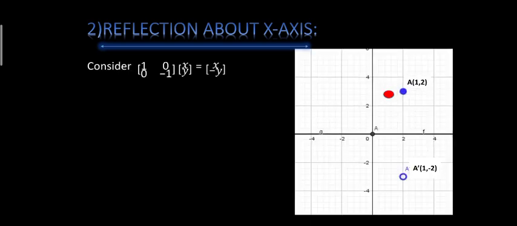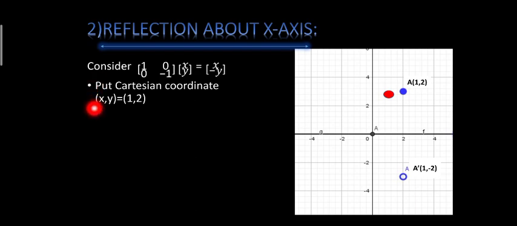Now consider the matrix 1 0 0 minus 1. Here it is important to choose the matrix. After multiplication of the matrix with the column vector x y, it converts into x minus y. So for every reflection, the selection of the matrix is very important.